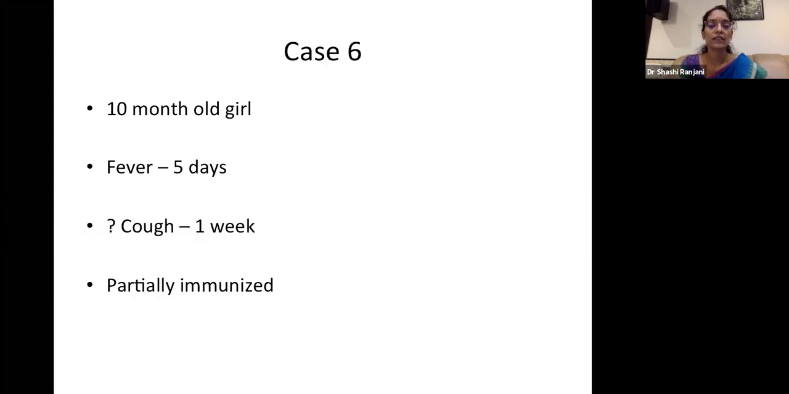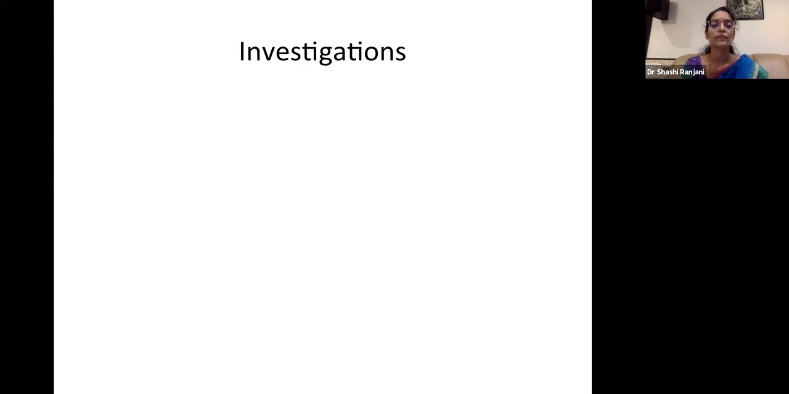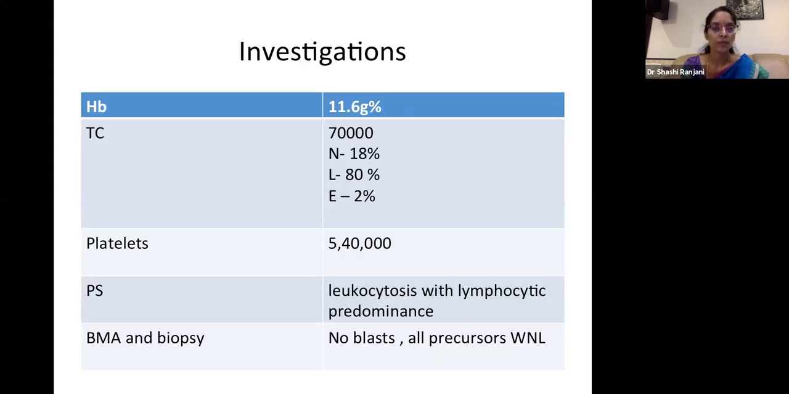So we'll go to the next case. This is a 10-month-old child who had fever for 5 days, cough plus or minus for almost a week, and was partially immunized. Clinically, the child was not pale, there was no lymphadenopathy, liver and spleen were just palpable, chest was clear and other systems were normal. So what did the investigation show?